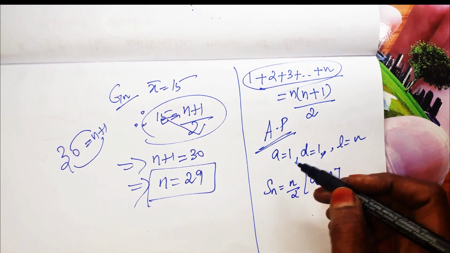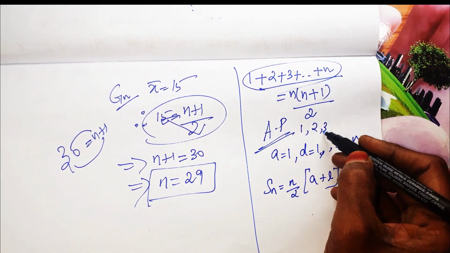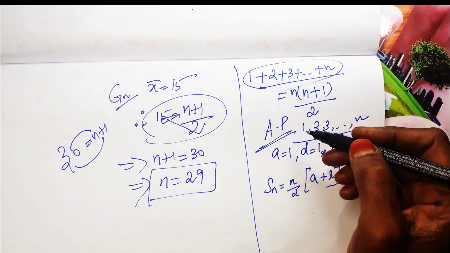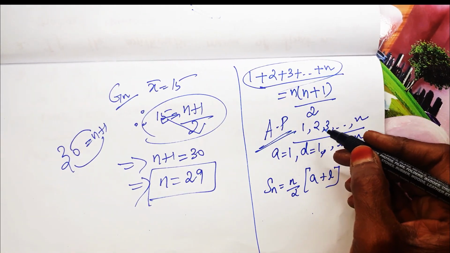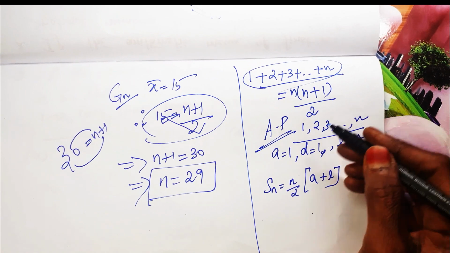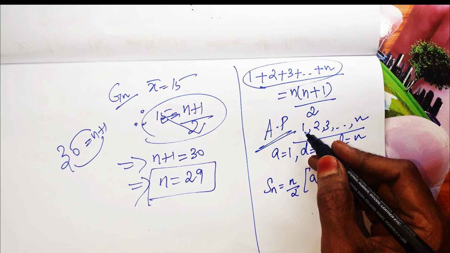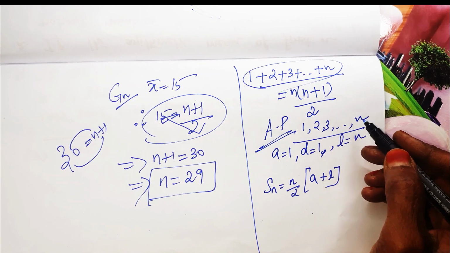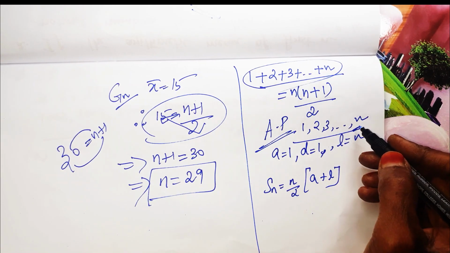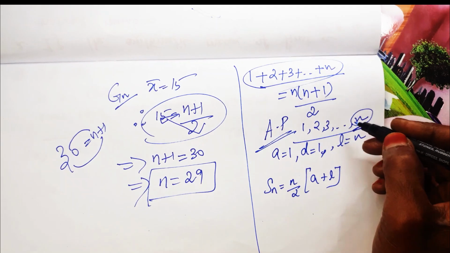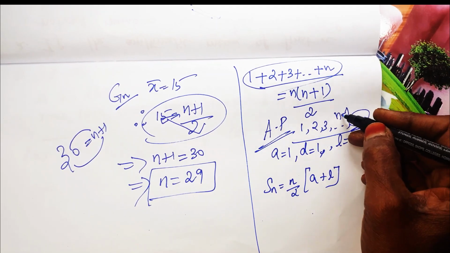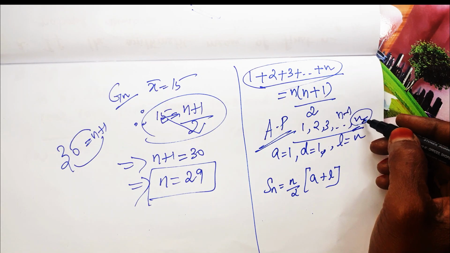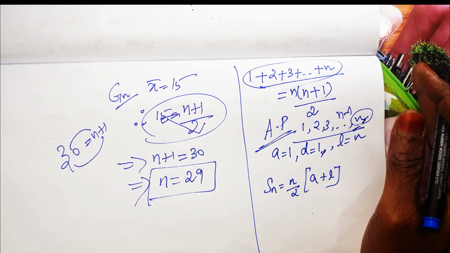Here the AP is 1, 2, 3, etc. up to n. What is an AP? When we add a constant number to each of the next numbers. For example, 1 is the first digit. 1 plus 1, 2. 2 plus 1, 3. 3 plus 1, 4, etc. up to n. The previous number to this is n minus 1, so n minus 1 plus 1 is n. So AP means a constant term has to be added to all the next terms.